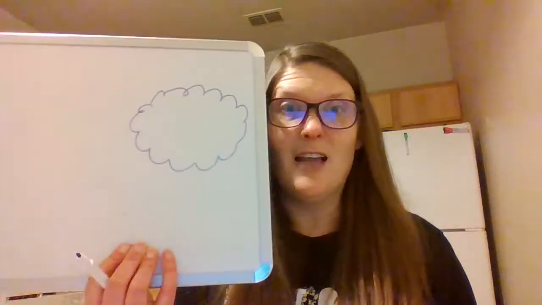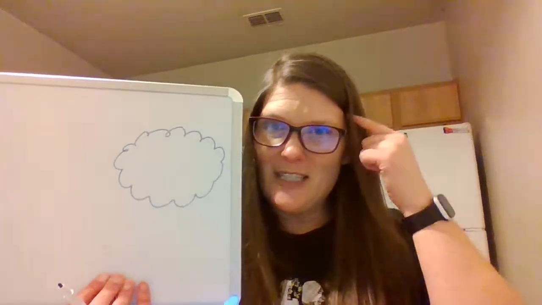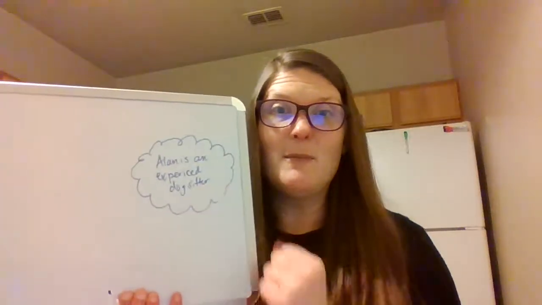The first thing I'm going to do, I'm going to take my board sideways, and I'm going to draw a little cloud over on one side. The cloud is like a thinking cloud, and I kind of like to think of it as looking like my brain. So in the cloud, I'm going to write what I'm thinking. Alan is an experienced dog sitter. Y'all know what experienced means? That means he's done it a lot, and he's good at it. So that's my thinking cloud.